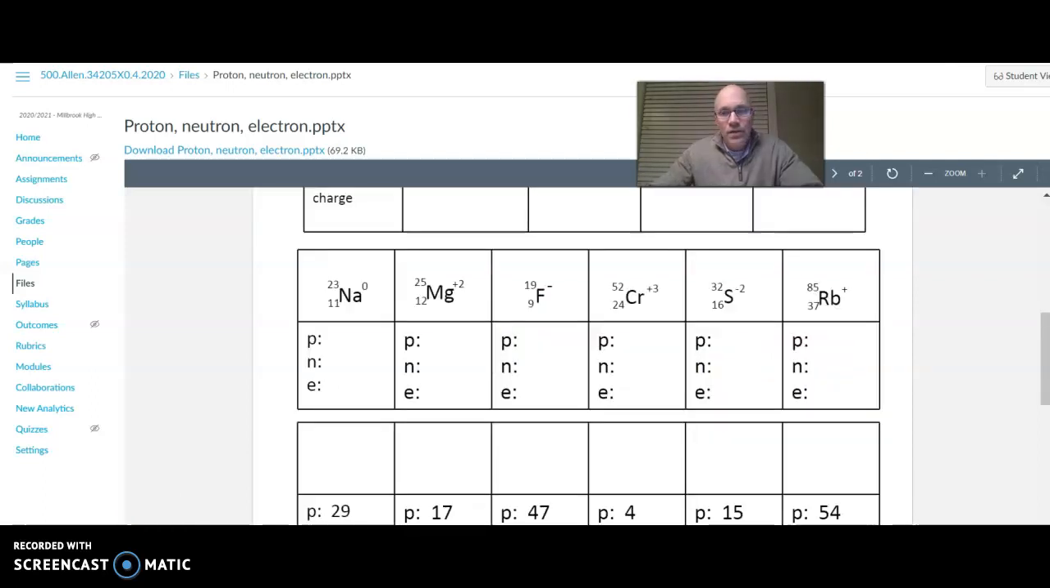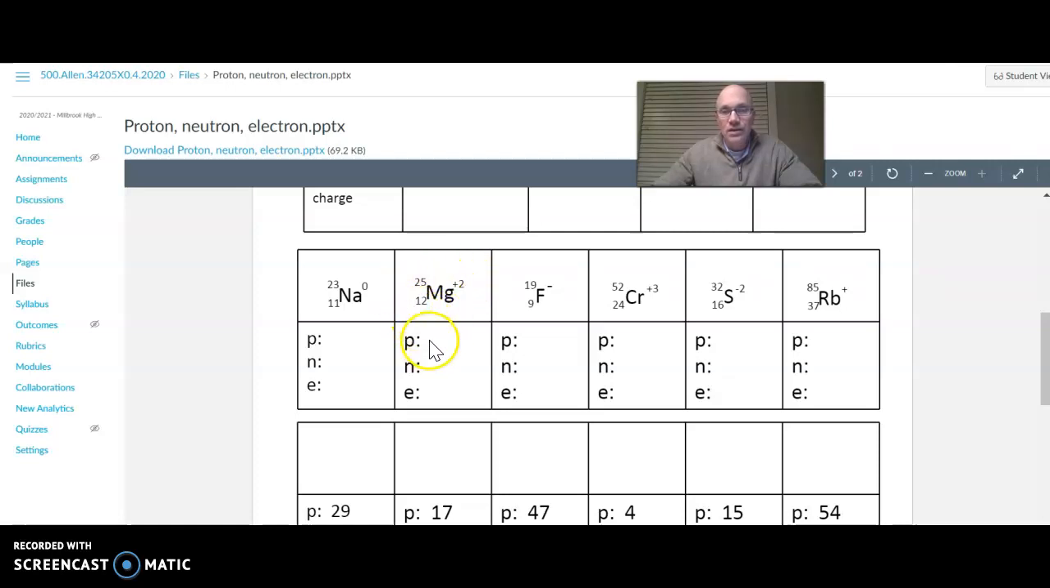Recall also that atoms are commonly described using these atom symbols here, where you show the element. The lower left is the atomic number, all right? And because of that, the lower left is actually kind of optional, because if this is magnesium, this has to be 12 right here, for example. The top number is the mass number, which is the sum of the protons plus the neutrons. And then the top right is the charge.